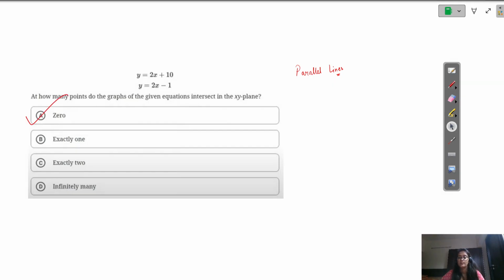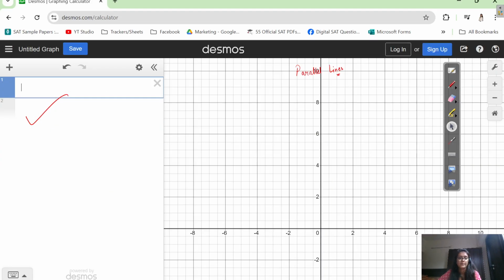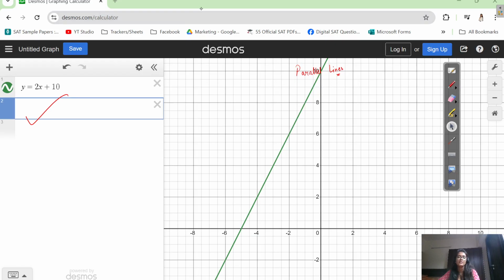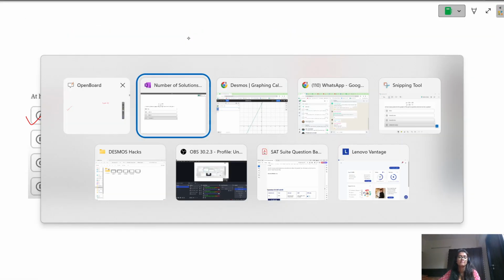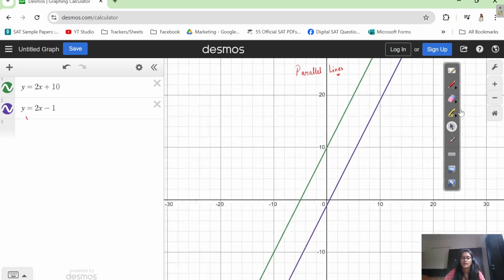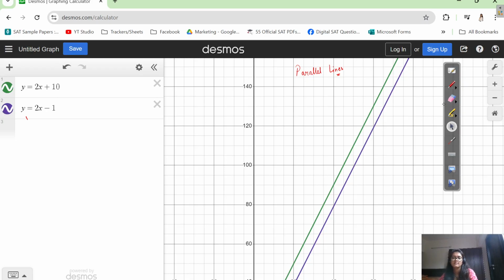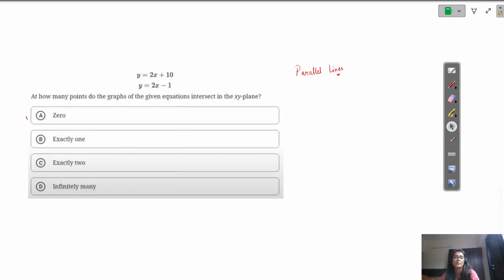But let's verify this on DESMOS. You have y is equal to 2x plus 10, and y is equal to 2x minus 1. See, these are parallel lines, and two parallel lines never intersect. So there will be 0 points of intersection, so option A is correct.